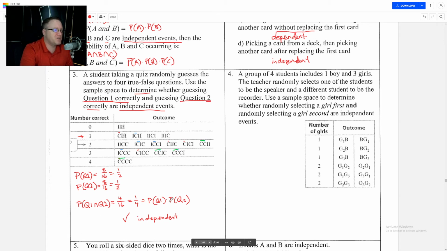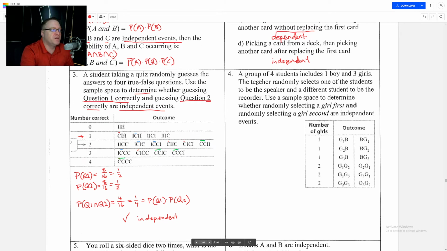All right, so we can show that they're independent by looking at question 1 and question 2. Find the probability that they both happen, and see if it equals the probabilities of each of them multiplied together.